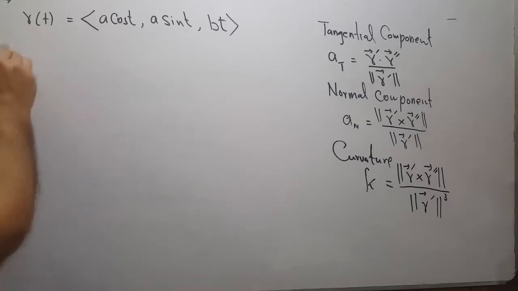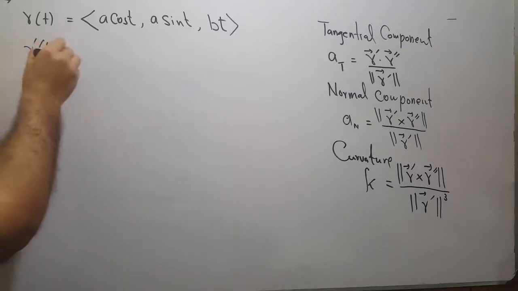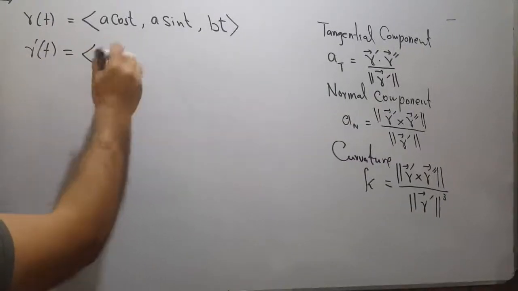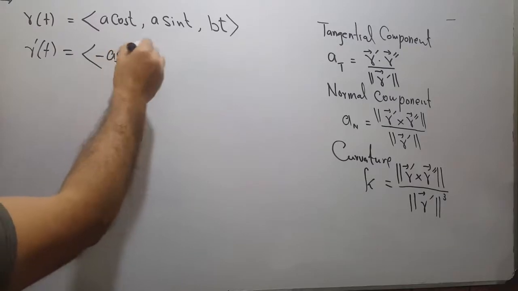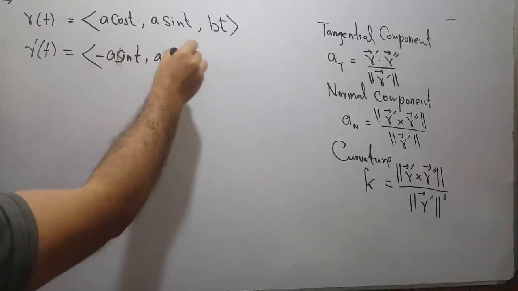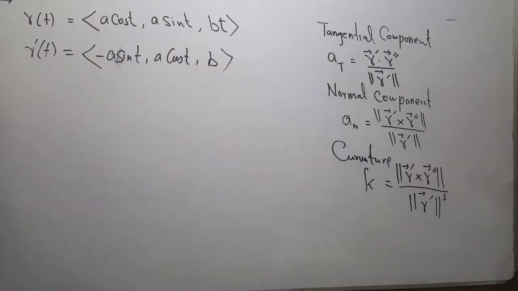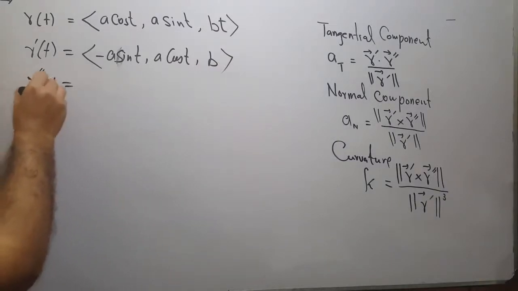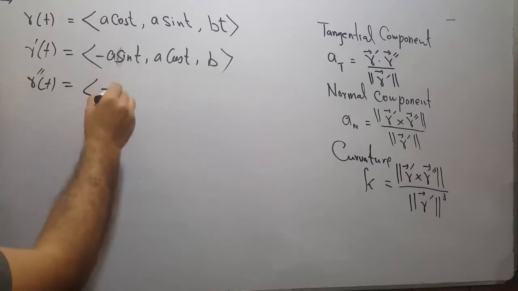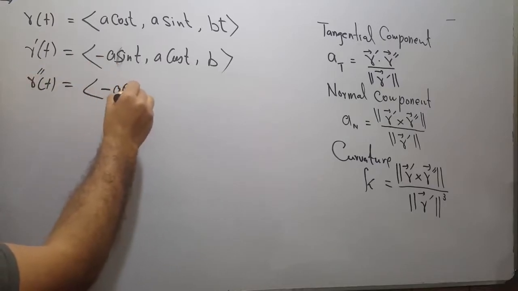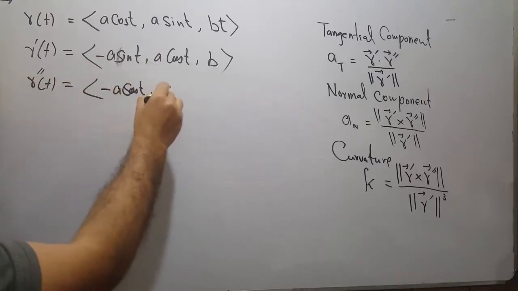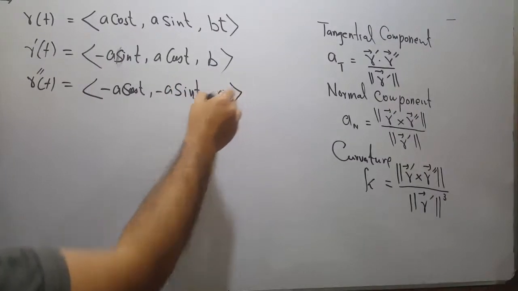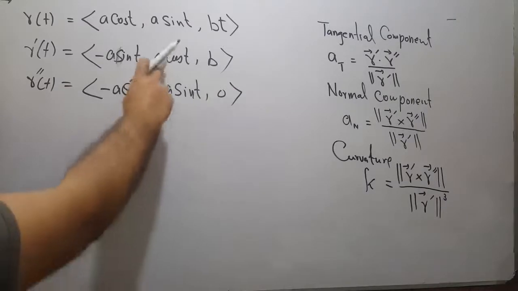We need r prime. So first find out r prime. That would be minus a sine t. That will be a cos t, and that gives us only b. We need the double prime. So the double prime would be minus a cos t, that is minus a sine t, because the derivative of cos is minus sine, and that is 0, minus sine, not sine.